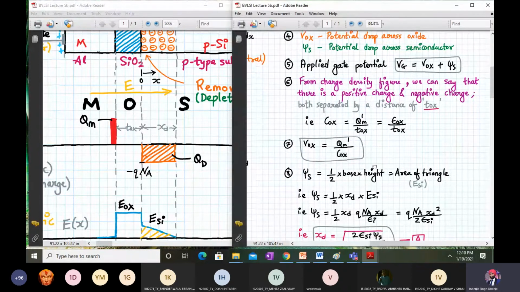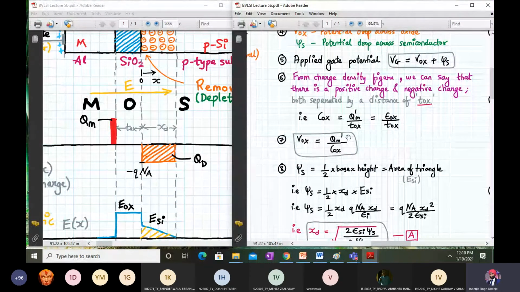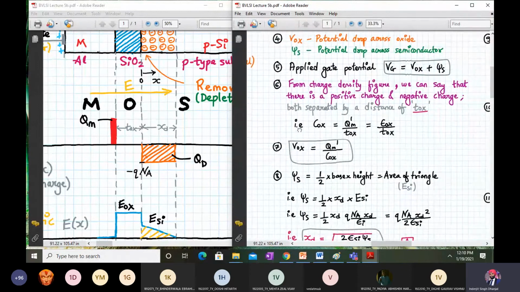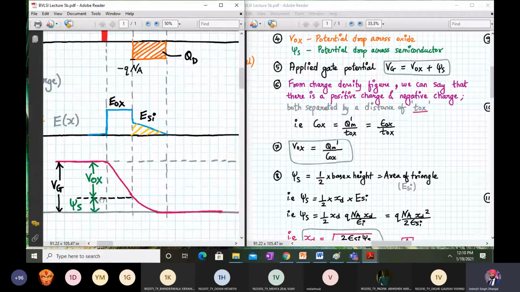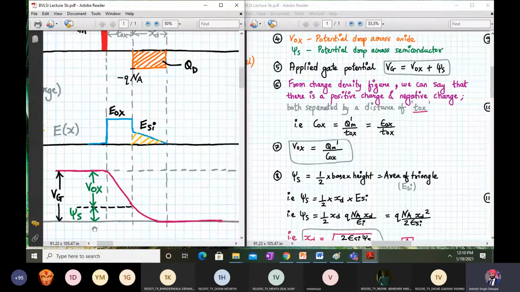So over here, the oxide potential is given by Qm dash divided by Cox, because the total charge inside this MOS capacitor is given by C into V. So what will be V? V will be equal to Qm dash divided by Cox. Now, what will be psi s over here? We know that this Vox is nothing but Qm dash divided by Cox. So we need to determine what psi s is.